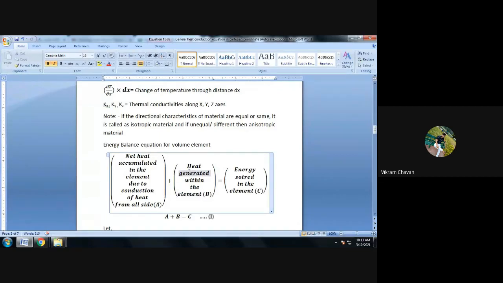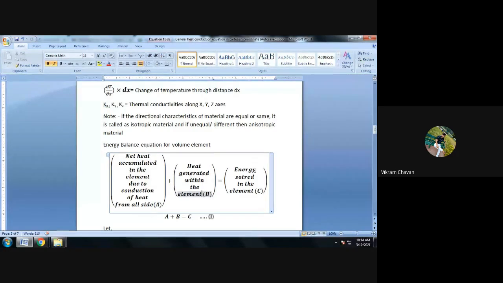The element is also generating heat. So the second part of the energy balance equation will be the heat generated within the element. Net heat accumulated plus heat generated in the element: these two things will increase the internal energy of that particular element.